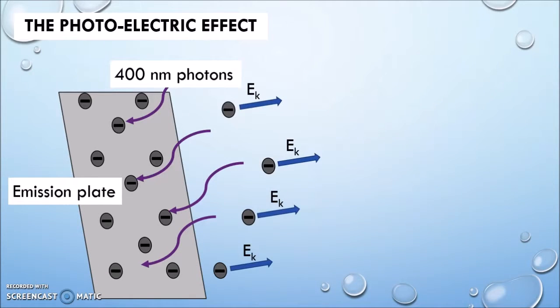So the photoelectric effect, if we look closely at the emitter, it's just a piece of metal called an emission plate, a nice shiny piece of metal. So we know that metal has these delocalized electrons sitting on top. If the light rays, or individually called photons, hit the surface of this emission plate, they can dislodge the electrons and push them off. Once the electrons have been pushed off, they have a certain amount of kinetic energy.